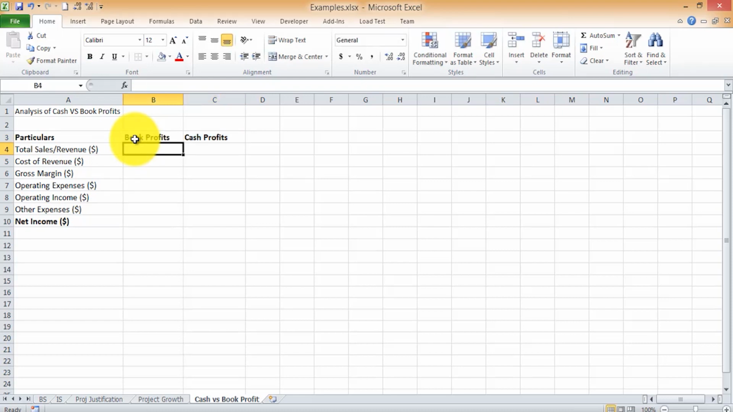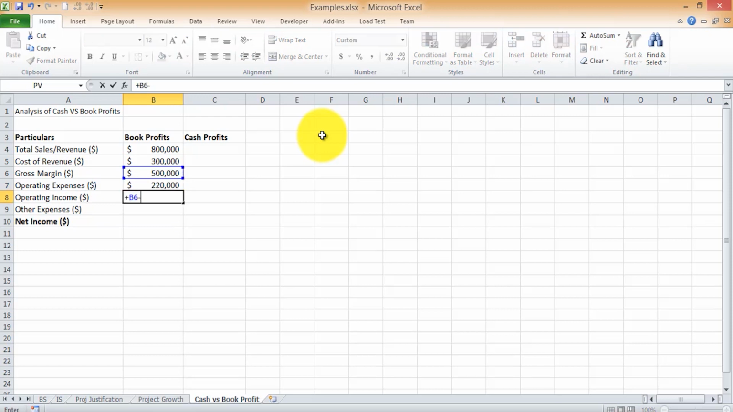So for the book profit, we made sales of $800,000, against which the expense incurred was $300,000. Your gross margin is total revenues less the cost of revenues. That gives you the gross margin. After the gross margin, you have operating expenses of $220,000. That gives you the operating income of $280,000, and then you have other expenses of, let's say, $10,000 only.